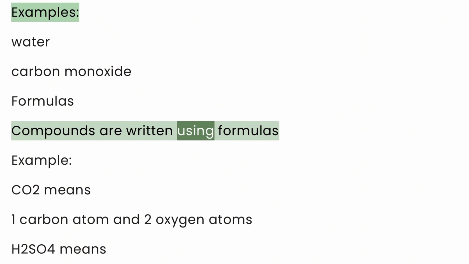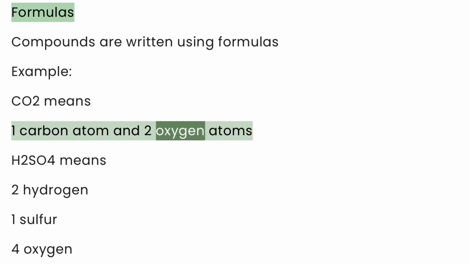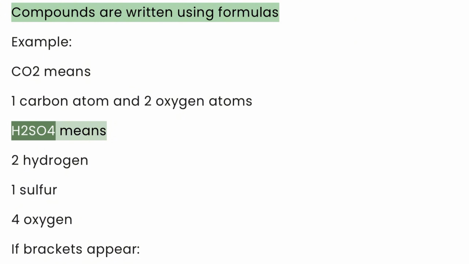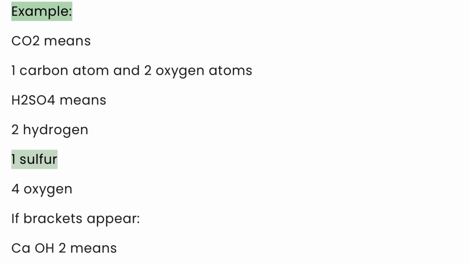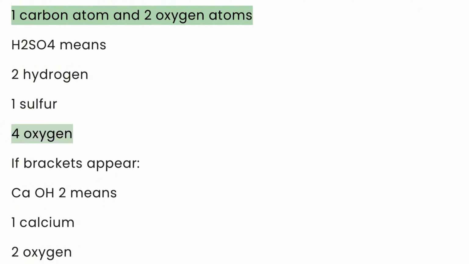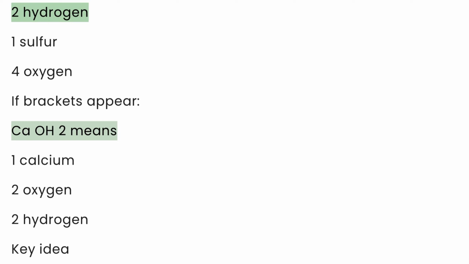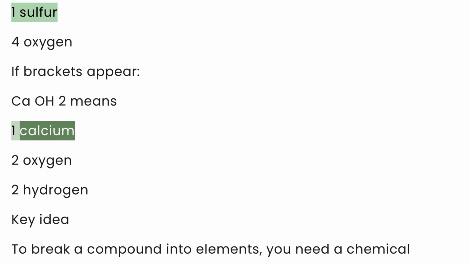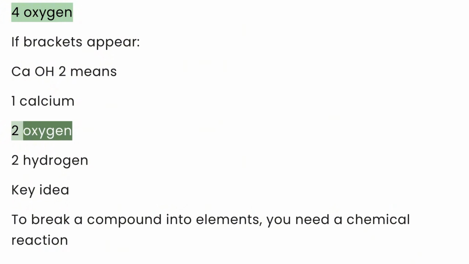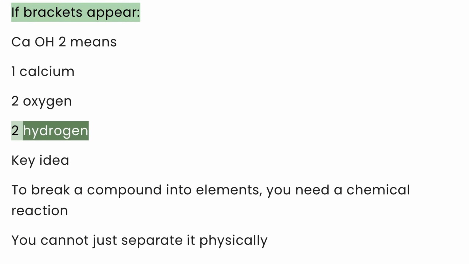Formulas. Compounds are written using formulas. Example: CO2 means 1 carbon atom and 2 oxygen atoms. H2SO4 means 2 hydrogen, 1 sulfur, 4 oxygen. If brackets appear, Ca(OH)2 means 1 calcium, 2 oxygen, 2 hydrogen.